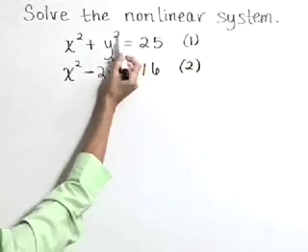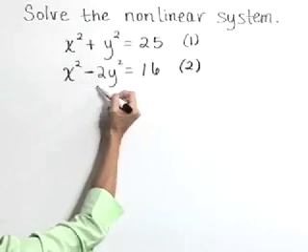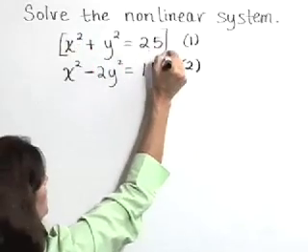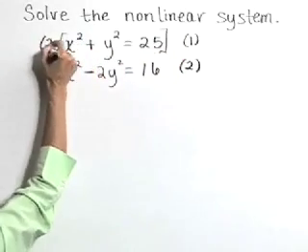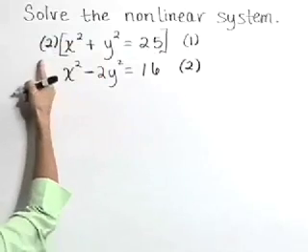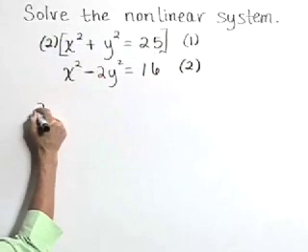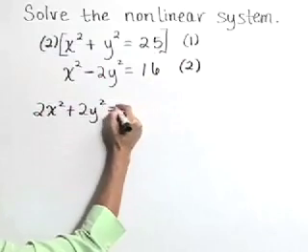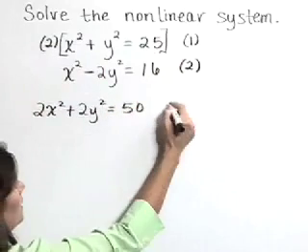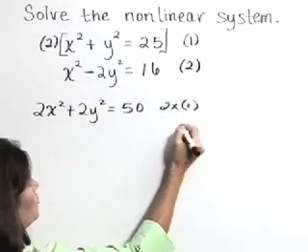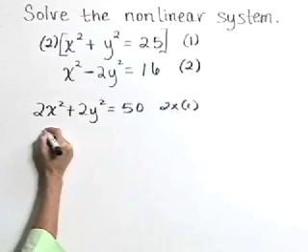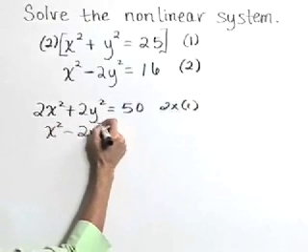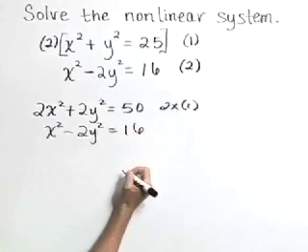Let's choose to eliminate this y squared variable by multiplying equation 1 through by a positive 2. Therefore, it becomes 2x squared plus 2y squared is equal to 50. That's 2 times equation 1. Let's rewrite equation 2 underneath it: x squared minus 2y squared is equal to 16.